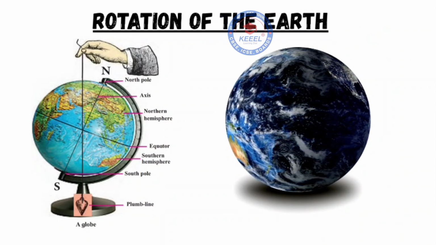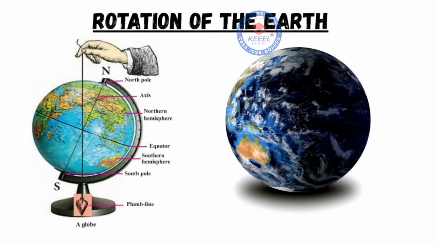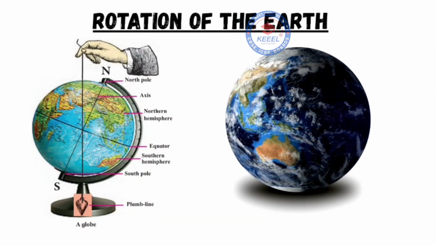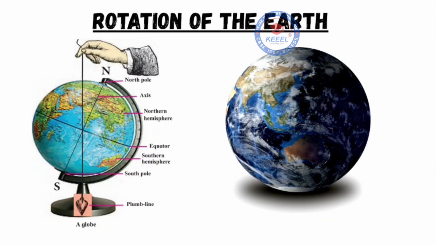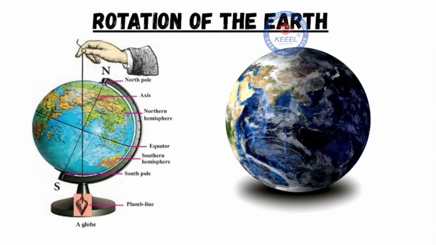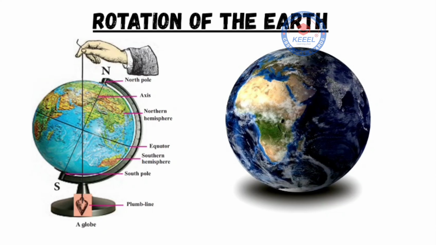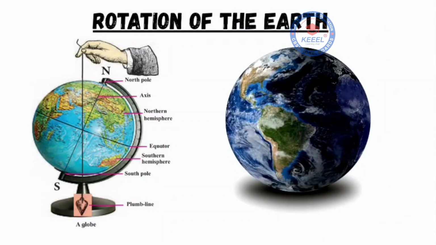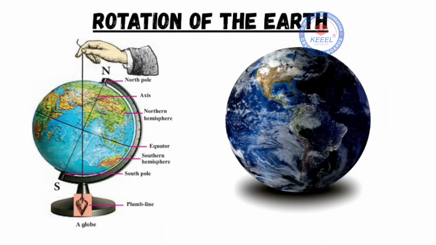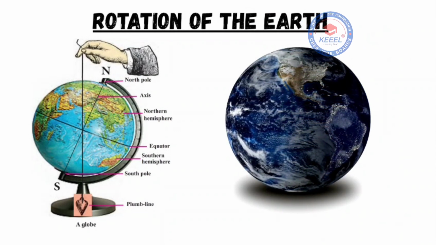Similarly, the Earth also rotates around an imaginary line called the axis. This axis passes through the North Pole, N, and South Pole, S. It is slightly tilted, not straight. The Earth rotates from west to east, and it takes 24 hours for one complete rotation.